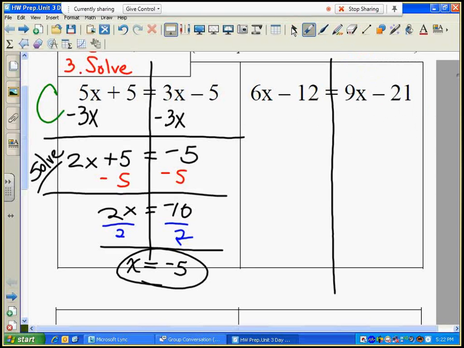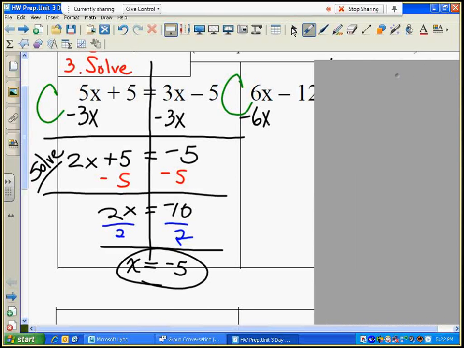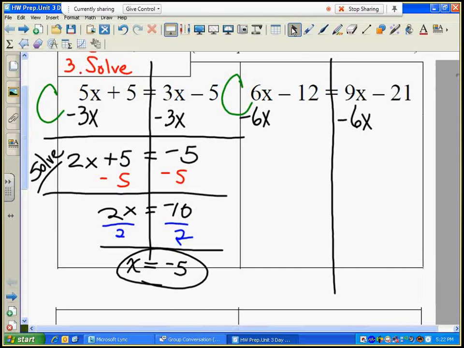But we are going to collect these variables. So off to the side, I'm going to write down a big C. I'm going to say, look, Mr. Goethals, I'm about to collect these variables. Now I have a choice. I can either subtract the 6x from both sides to get all the x's over to the right, or I can subtract the 9x from both sides to get all the x's over to the left. I'm going to choose to subtract that 6x, for the same reason that I subtracted the 3x in the first problem, so that I end up with a positive coefficient.